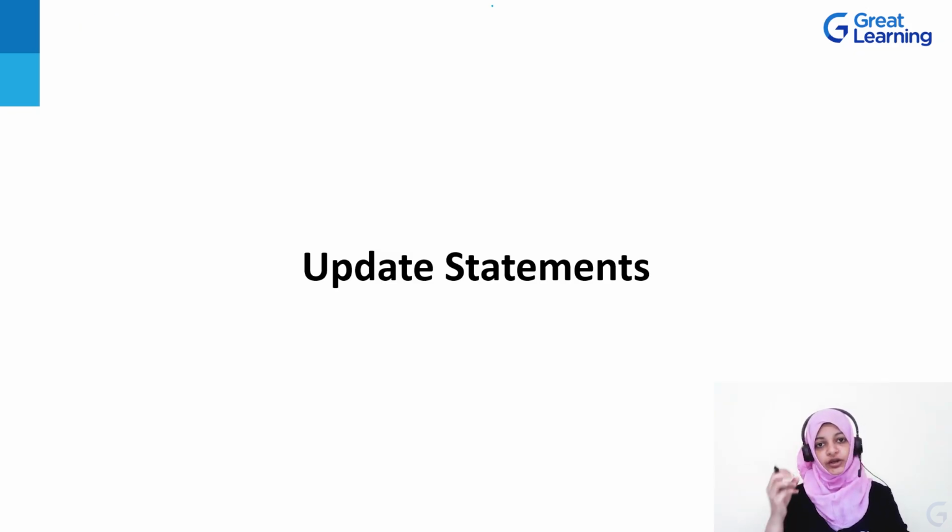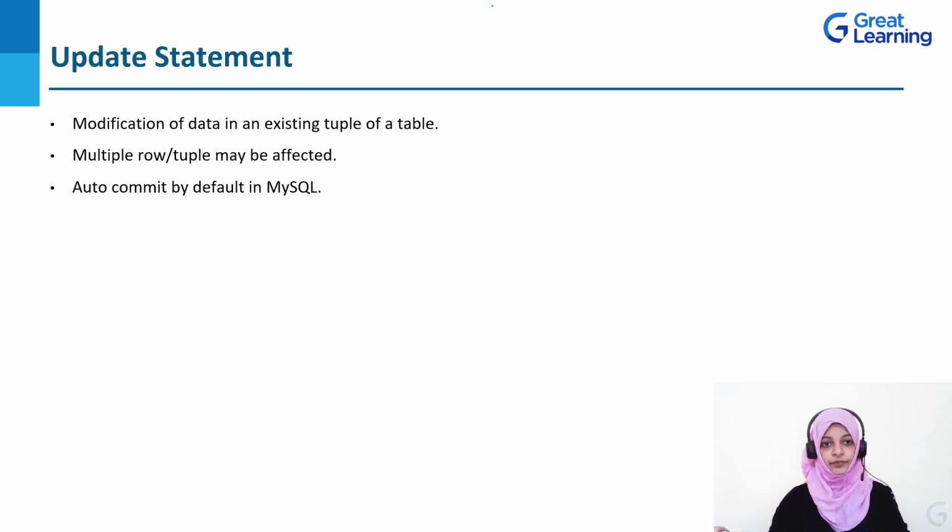Next, let us dive into the update statements. So as we already know, update statements are used to update a table. So when we look at any update statement, the basic aim is to change or modify the values that are given in any particular tuple of a table. Now, there might be multiple rows or multiple tuples that might have this effect because there is always a where clause given with the update statement.